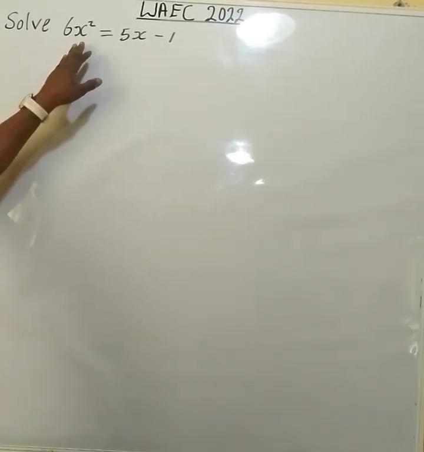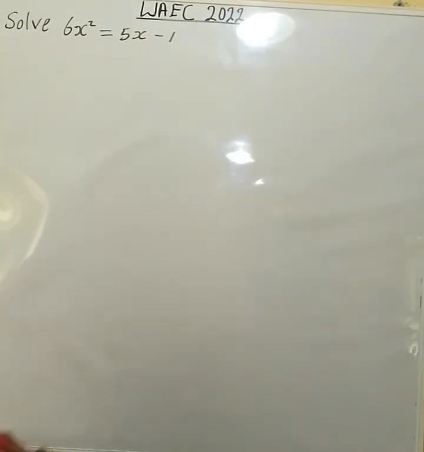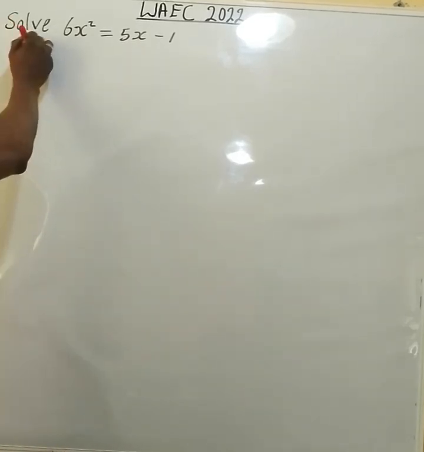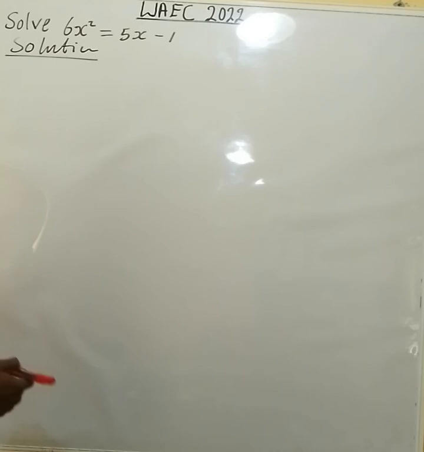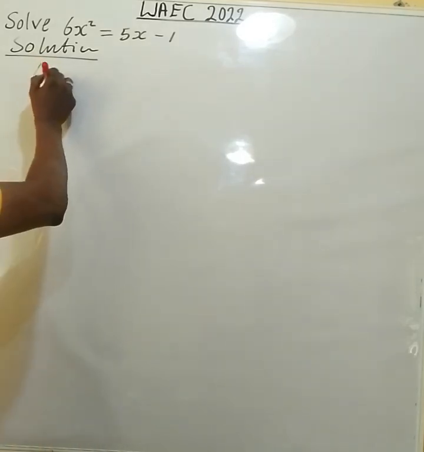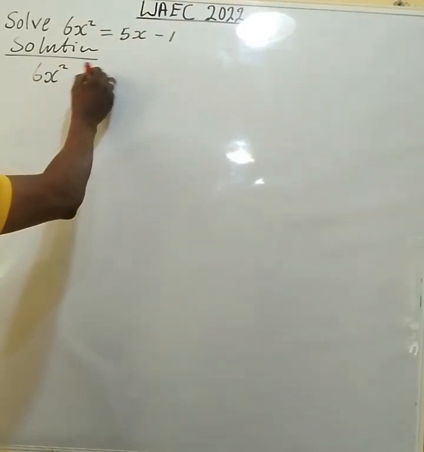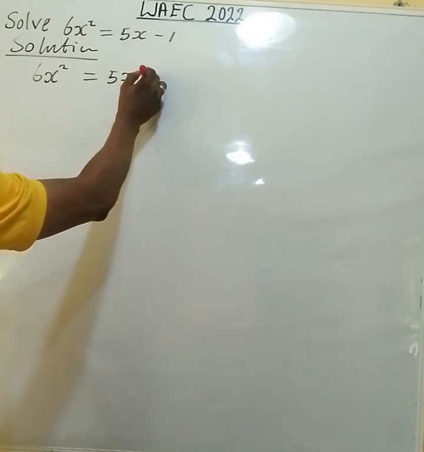Now, solve 6x squared equals 5x minus 1. Solution. The question says 6x squared equals 5x minus 1.